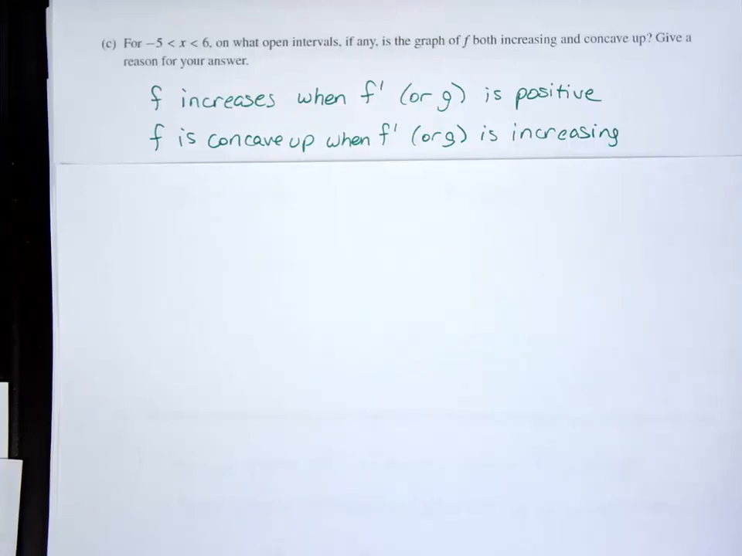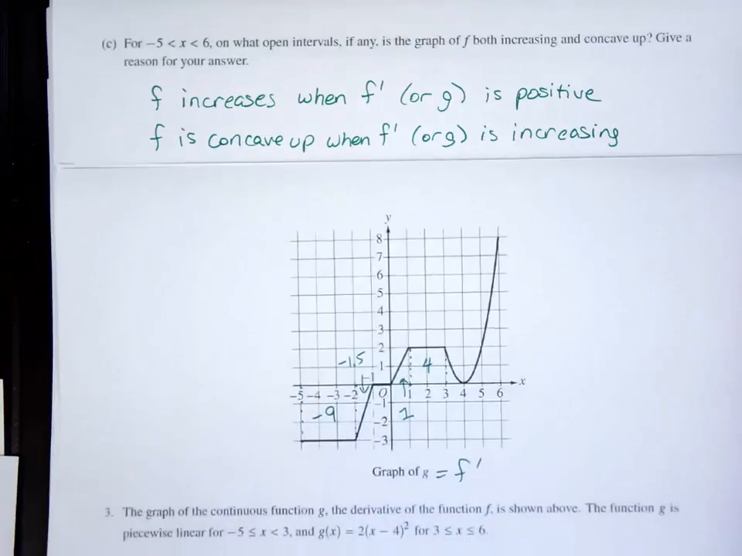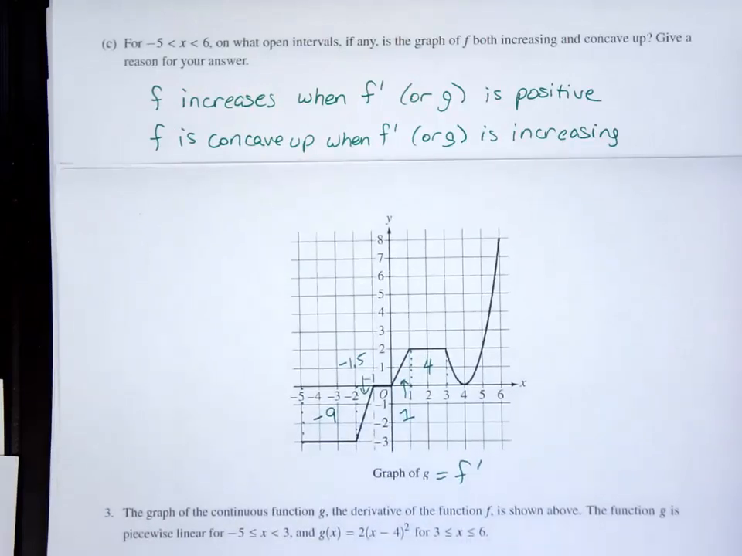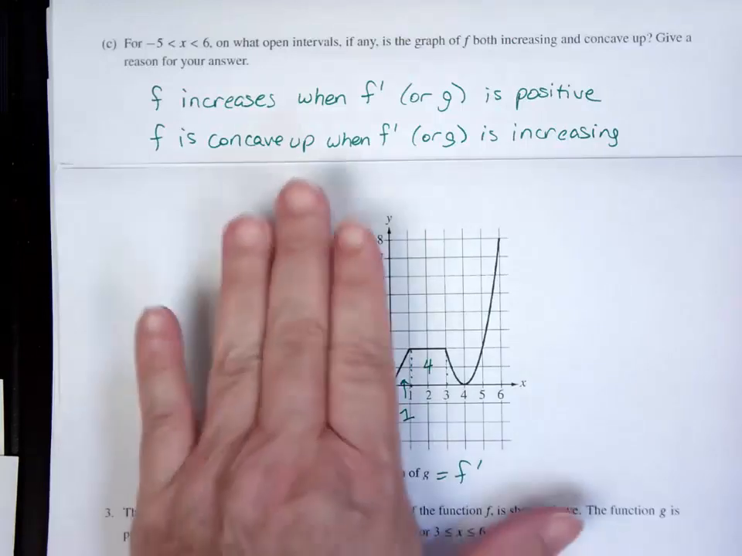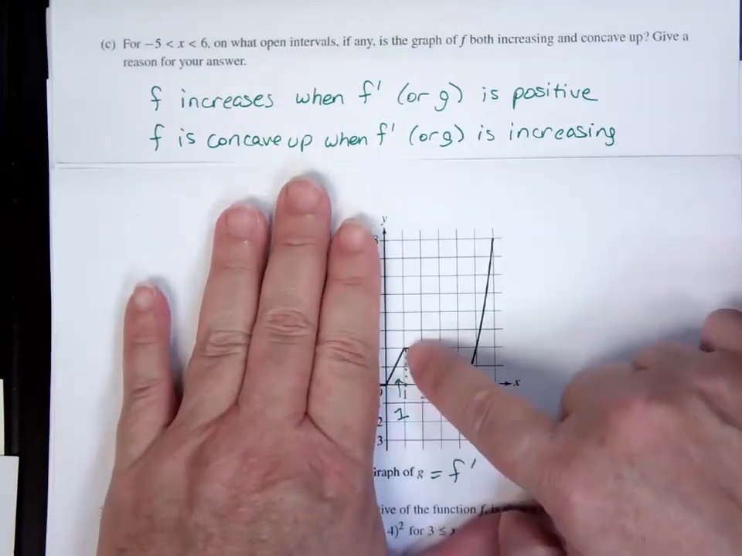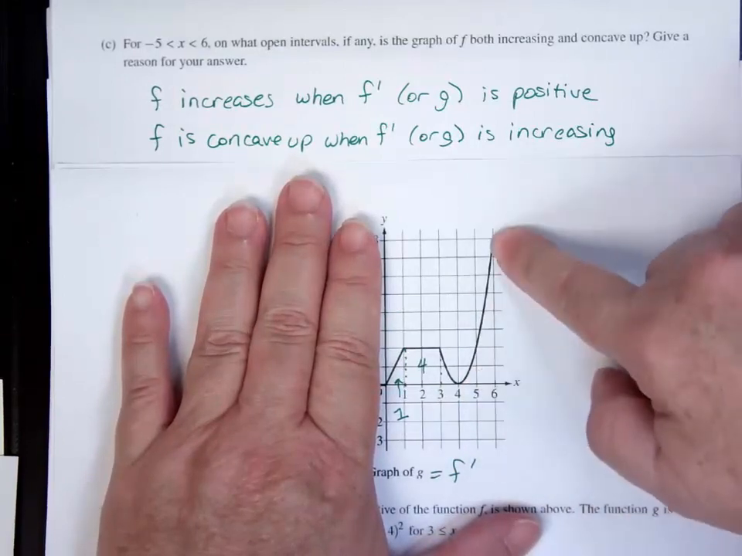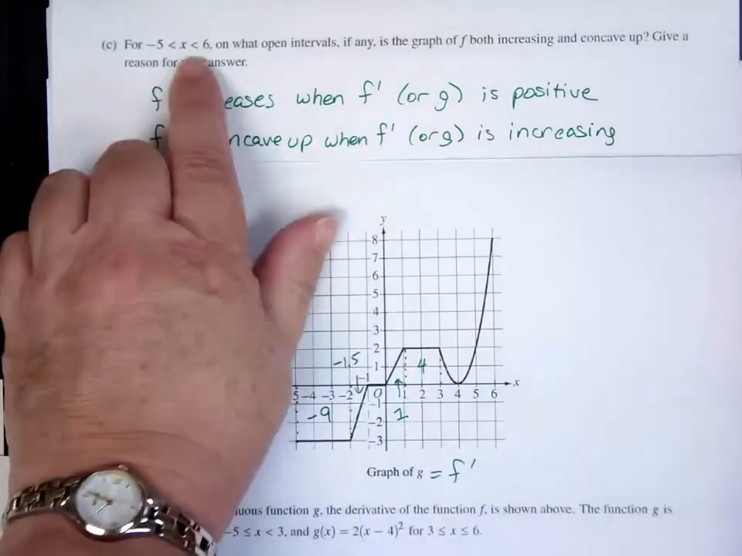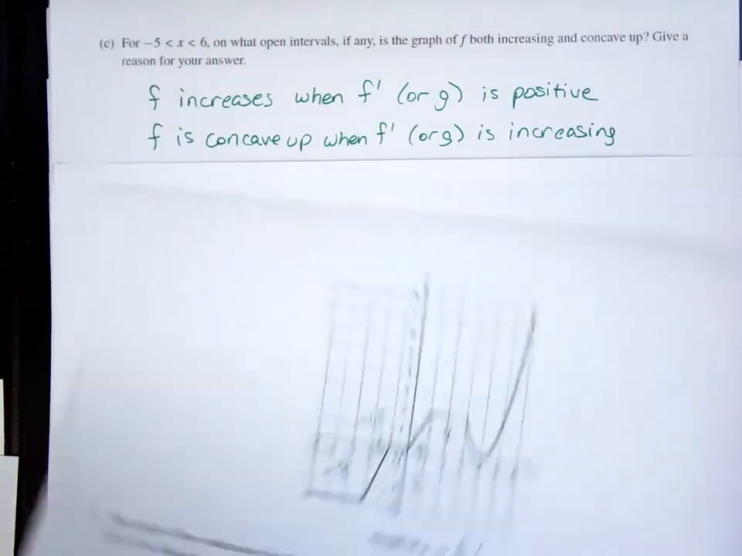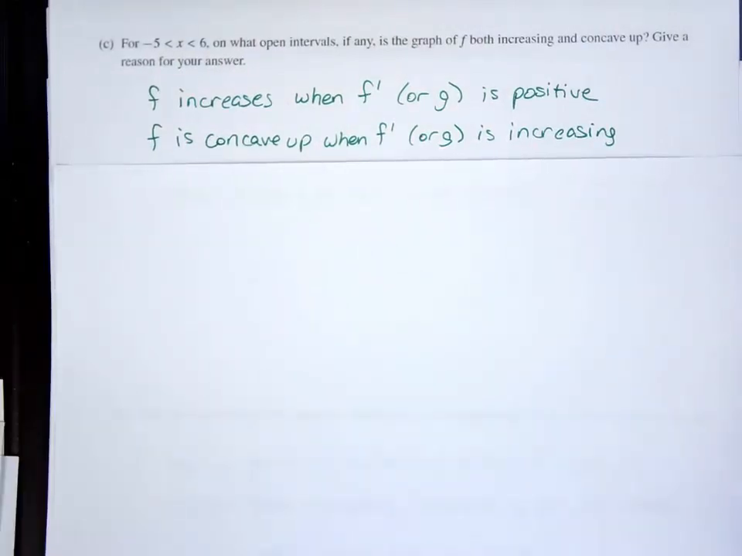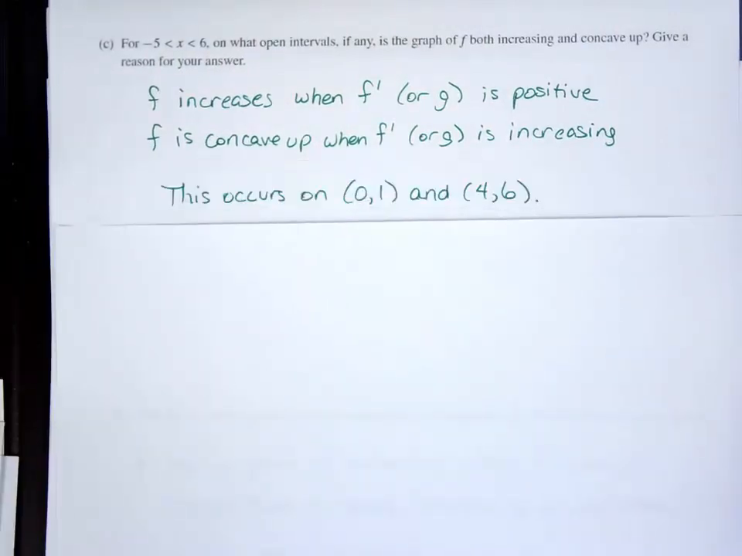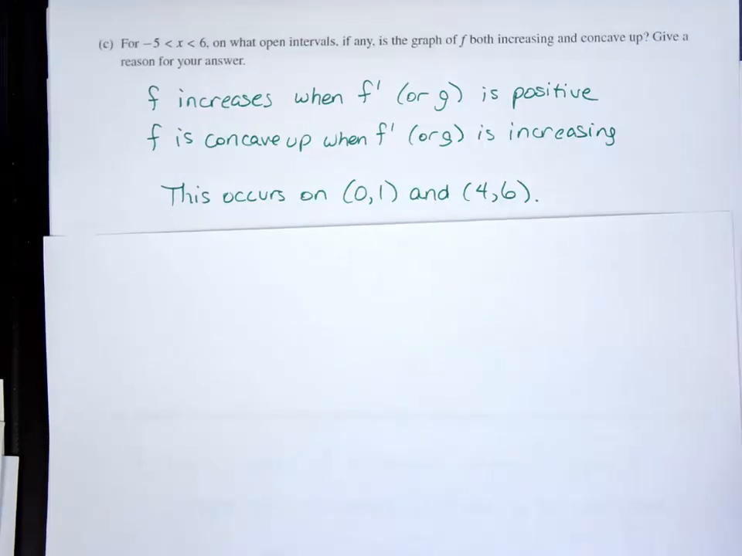So let me bring back the graph. I need to know where this graph is positive and increasing. So I can only look over here. Right here from 0 to 1 is positive and increasing, and then from 4 to 6 it's positive and increasing. If you notice, the interval says -5 to 6. So those are the two values I have to use. So 0 to 1 and 4 to 6 is the answer to this question.